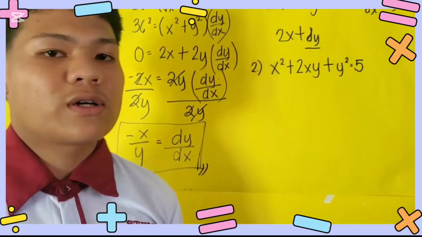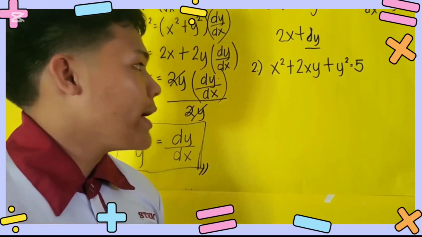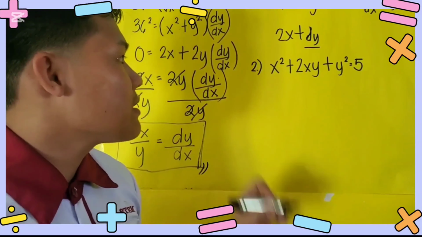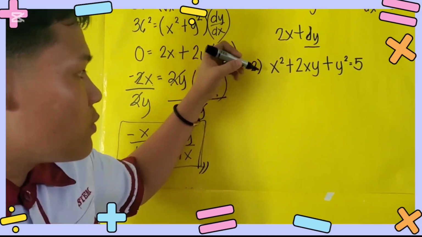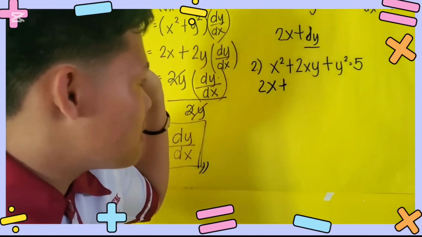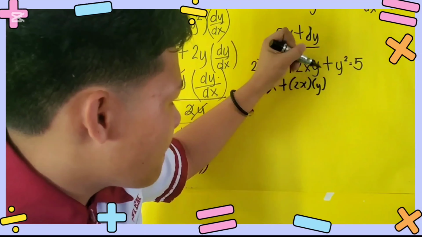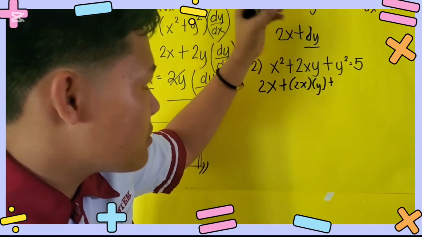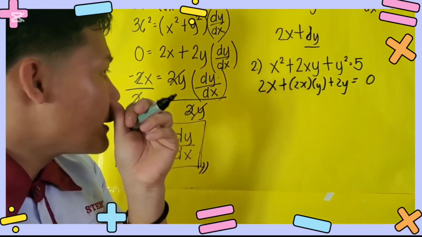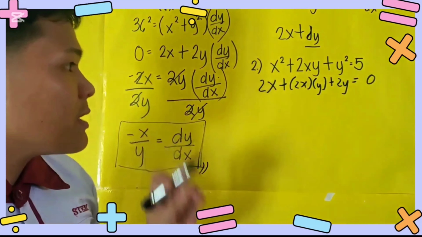Now let's proceed to our second example, which is x squared plus 2xy plus y squared equals 5. The first step is to find the derivative: x squared becomes 2x, and then we separate this one, which becomes 2x times y. Then we find the derivative of this one, which becomes 2y, and this one becomes 0 because the derivative of a constant is 0. Now let's proceed to the next step.